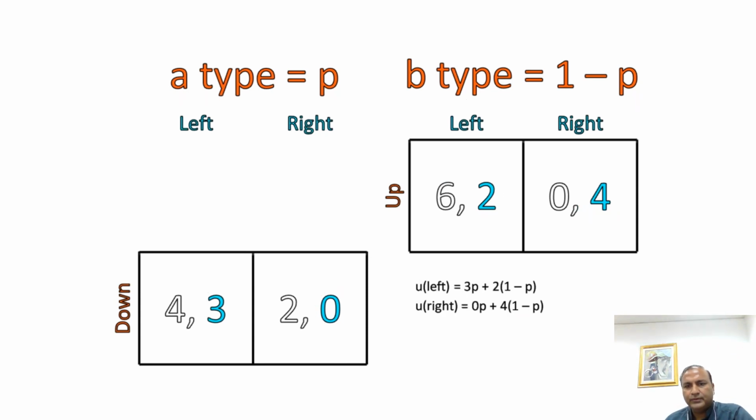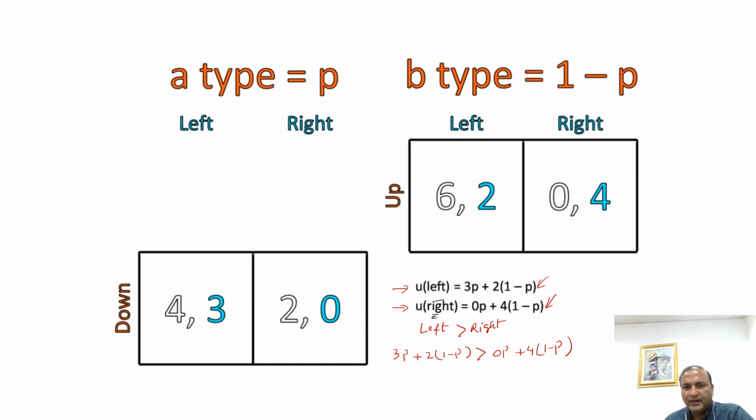So for player number 2, his decision to play left or right actually depends on the value of p. The value of p will determine if left is better than right, or if right is better than left. But we can always find a value of p. Let's suppose we say that the payoff of left is greater than right. Which means that 3p plus 2 into 1 minus p has to be greater than 0p plus 4 into 1 minus p. So this has to be true if we say that left is better than right.